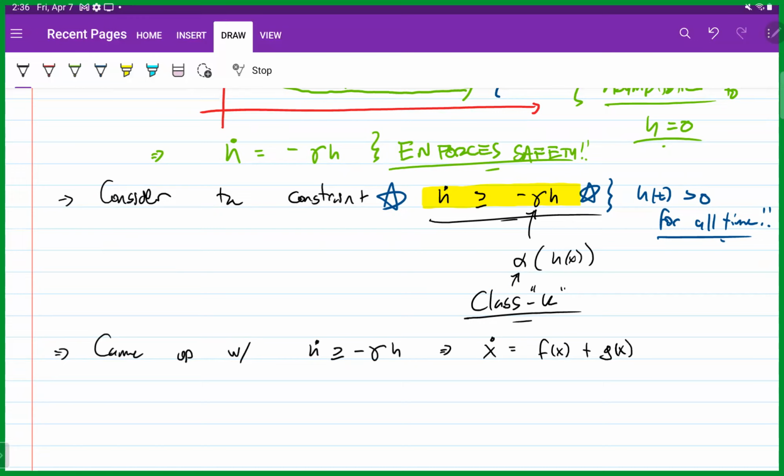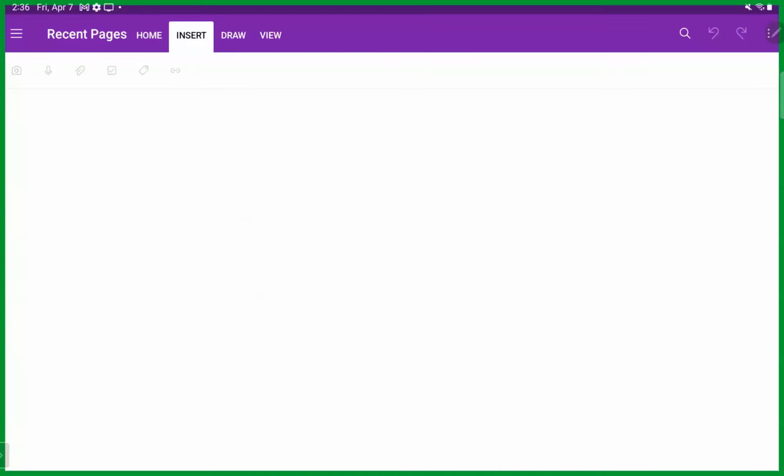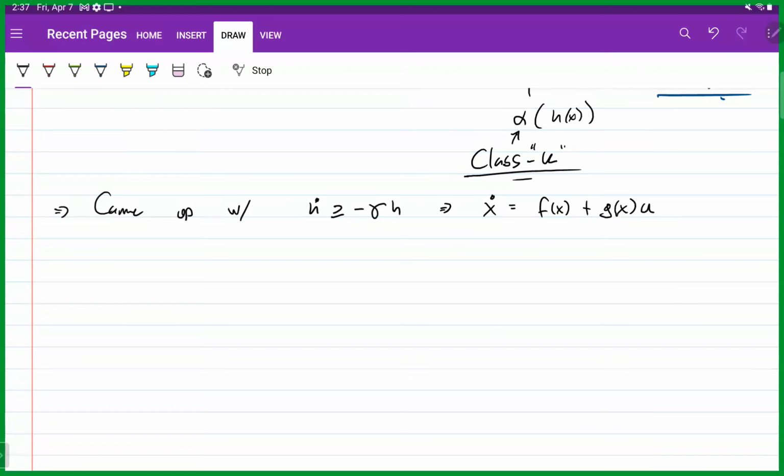x. Oop, my pencil has stopped writing. Uh-oh. I think my OneNote crashed. All right, hopefully it's still there. Great, okay. g of x times u, perfect. My system went unsafe.